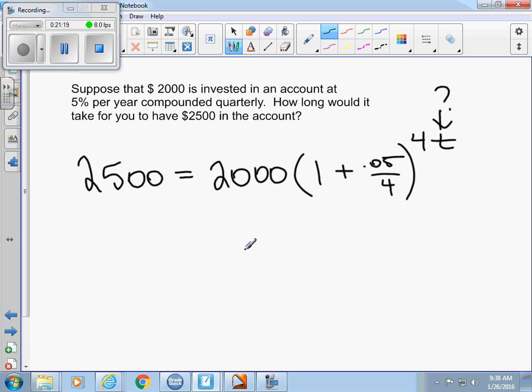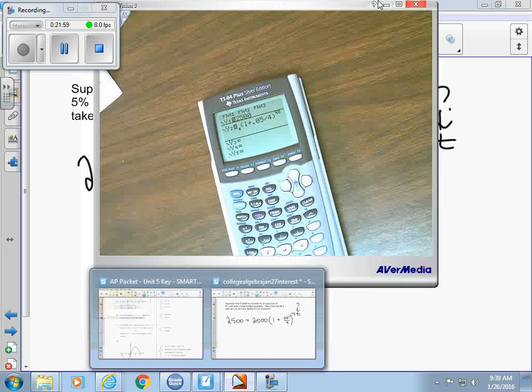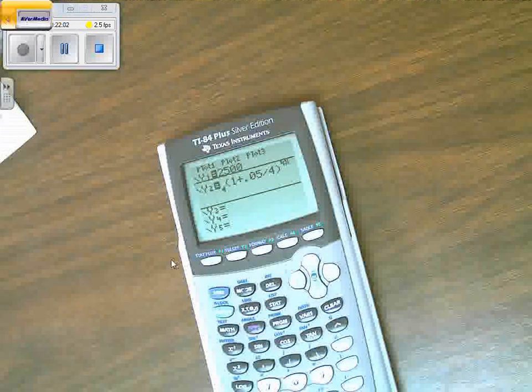I would suggest that you solve this with a calculator. It's not impossible by hand, but you'd have to use log base 1 plus 0.05 divided by 4, which a lot of you would find hurts your brains. I'll show you that, but I would suggest doing a calculator. How would you solve this in the calculator? Intersection, yes. So I'm going to put 2,500 in Y1 or Y2, either way, and 2,000(1 + 0.05/4) raised to the 4x. So if you want to see what my calculator looks like, that's what I've typed in.